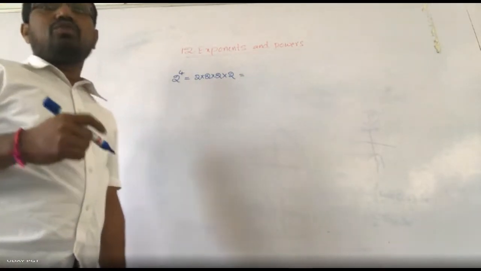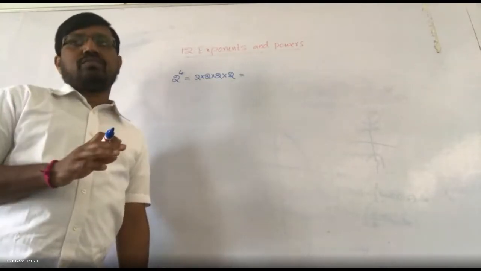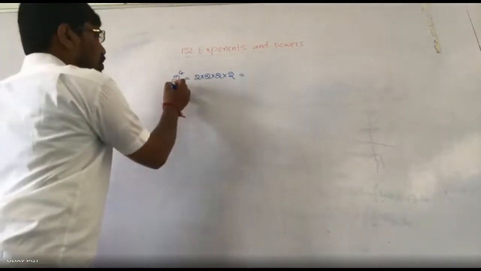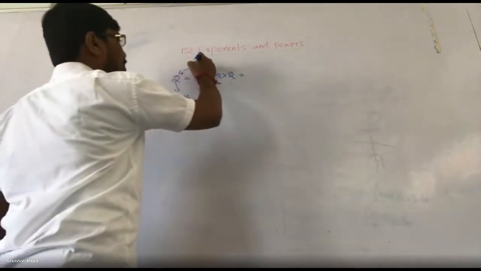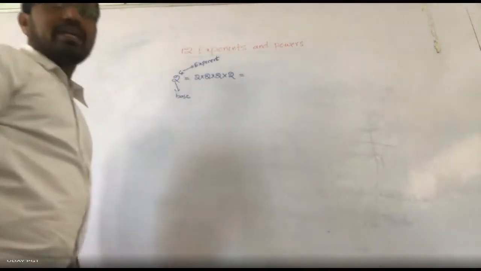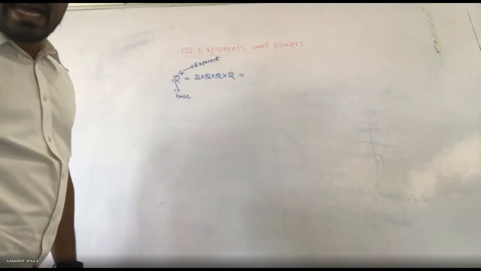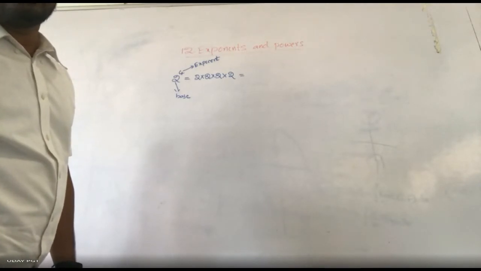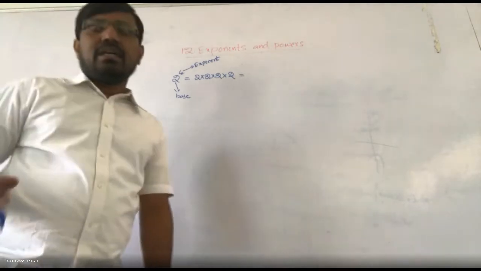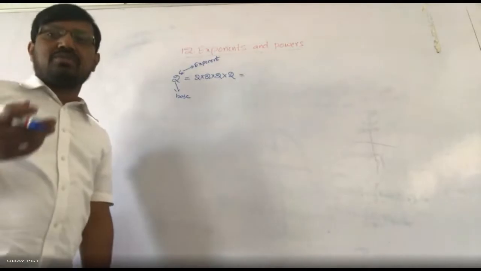Then you may have the exponent as a negative integer also. Usually in this, 2 is called the base, and 4 is called the exponent or power. So you may have the exponent as a negative integer also. If it is a negative integer, what does it mean? We are not going to have a negative number of times.